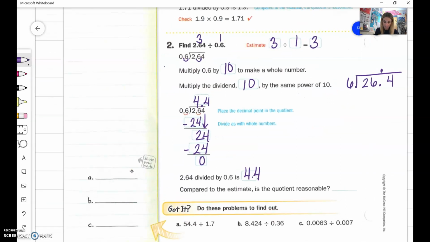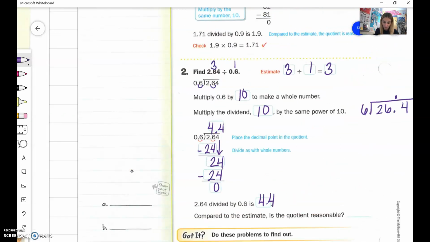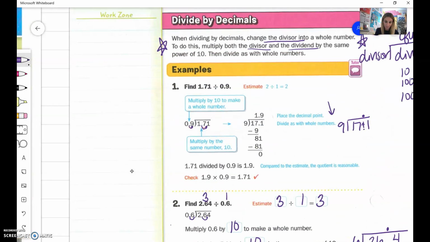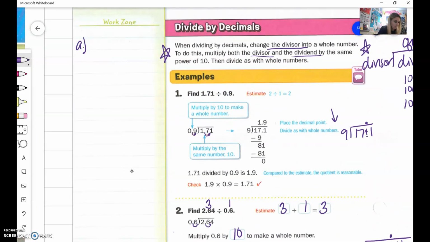Okay, let's practice. There's not a lot of room down below, so I'm going to write them up here. I'm going to do A up here, all the way to the top. I'm going to rewrite my problem. It is 54 4/10 divided by 1 7/10. I'm moving the outside number to make it a whole number. How many spaces did I have to move it over to make it 17? I only had to move it over 1, which means I'm multiplying by 10. Whatever I do to my divisor, I have to do to my dividend. So if I move that over 1, I'm going to move this over 1.